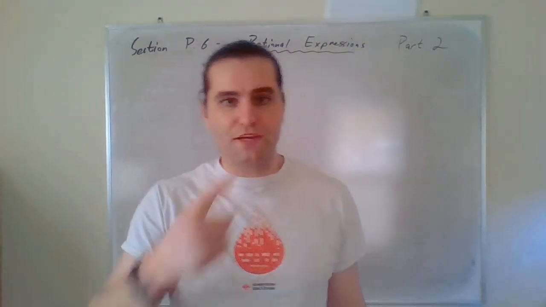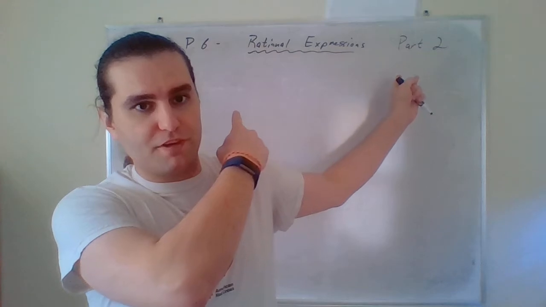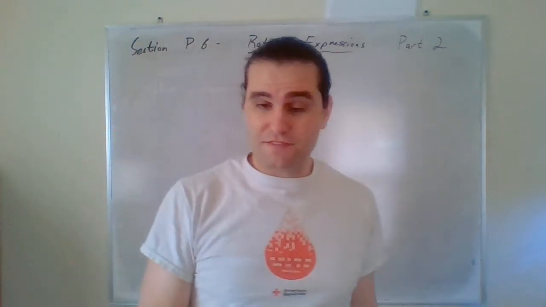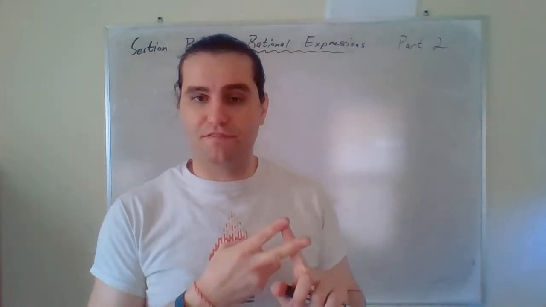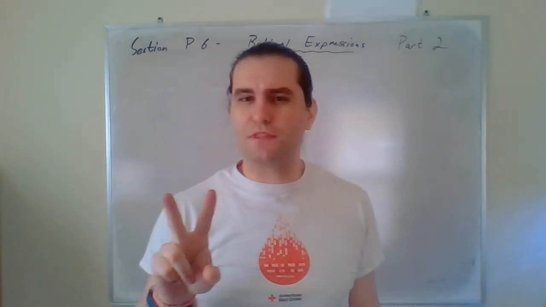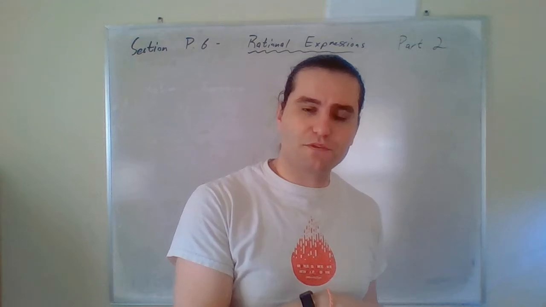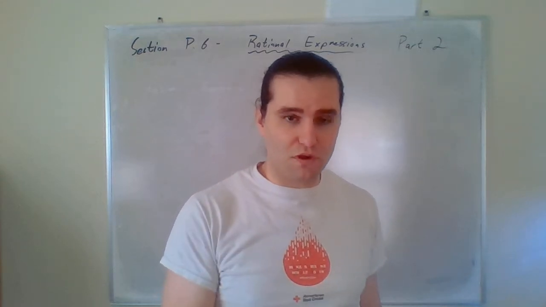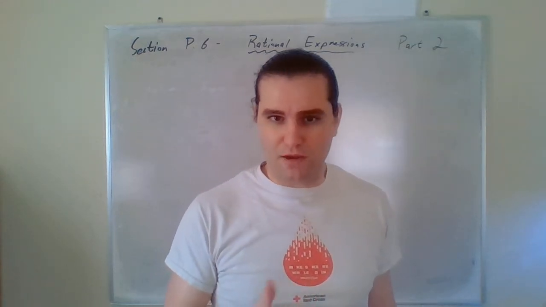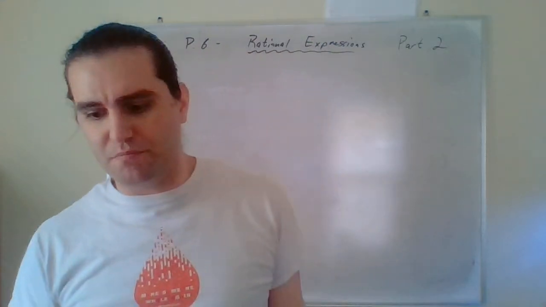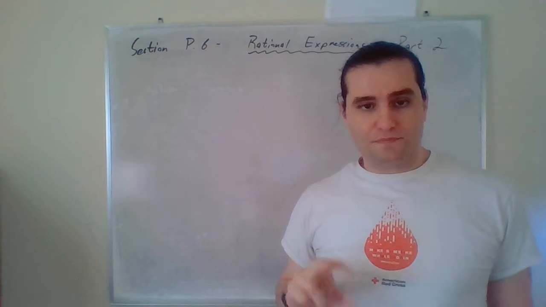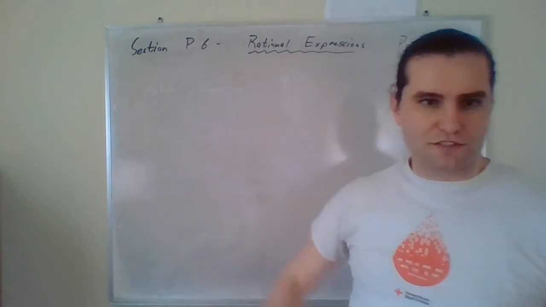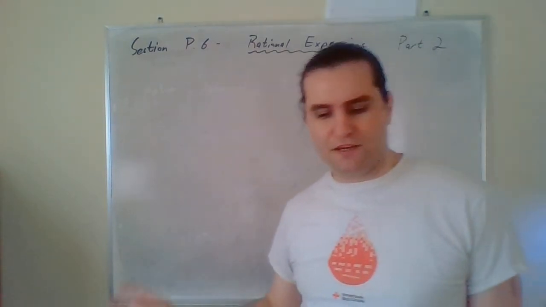We are talking about rational expressions. This is part 2 of our video series. In this video, we're going to talk about how to multiply and divide rational expressions. We're starting with the easy stuff. In the first video, we talked about what rational expressions were and sort of how to play with them very vaguely. This video is going to be about multiplication and division. And then we'll do addition and subtraction, the hard stuff. We'll do that in another video.